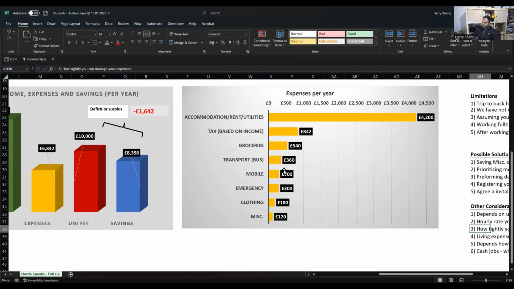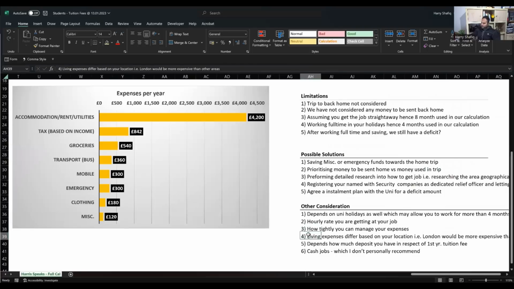Just play around with this data, see where you can save money, see if you don't need a mobile phone. Get a mobile phone from your home country, don't buy any phone from here, just pay the contract fee for your mobile, perhaps £10 per month as opposed to £25. See where you can save money to better control your expenses, because that would give you more savings which you can put towards your tuition fee.